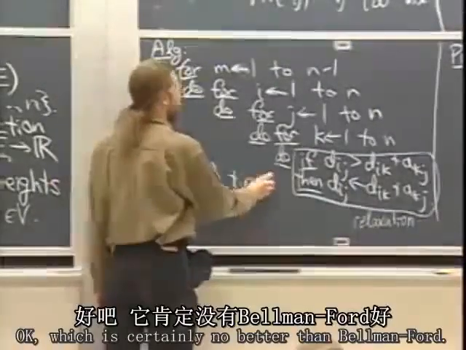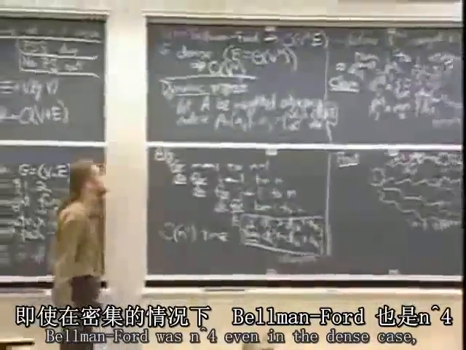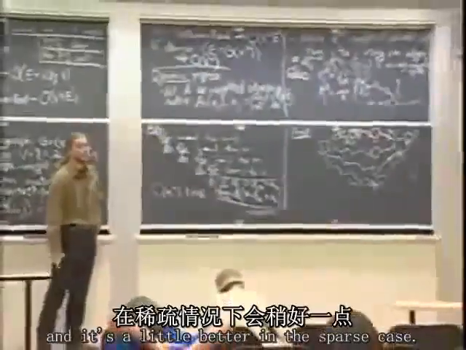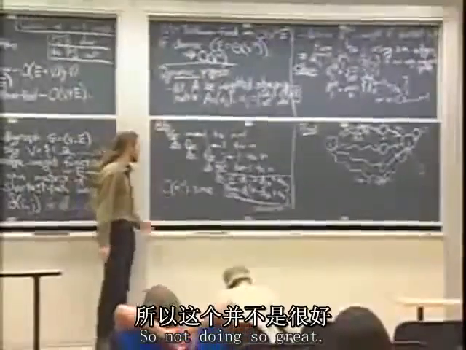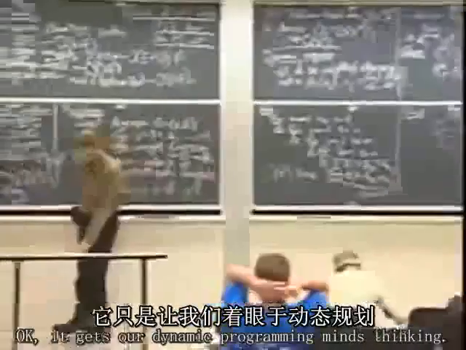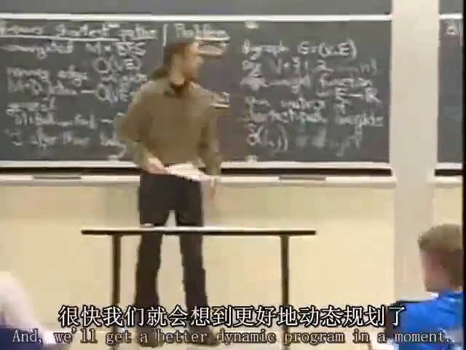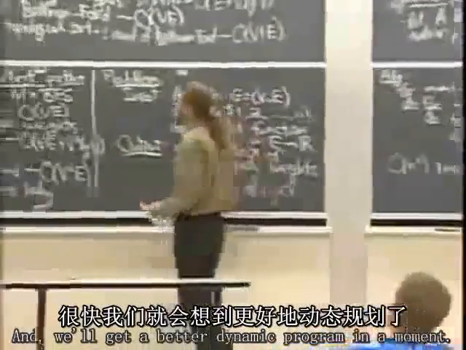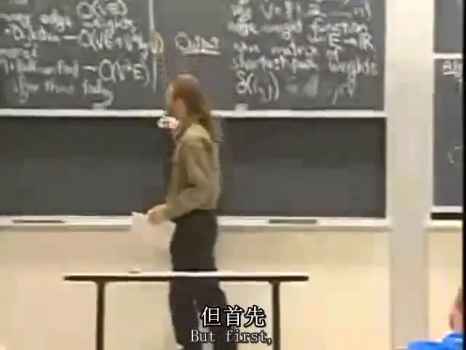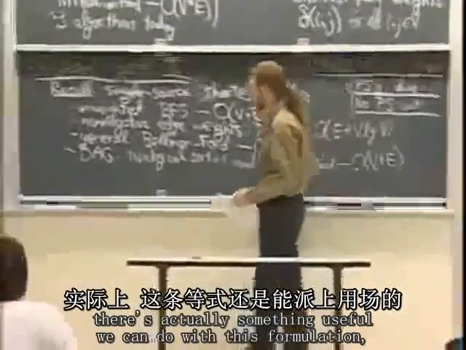Okay, which is certainly no better than Bellman-Ford. Bellman-Ford was n to the fourth even in the dense case, and it's a little better in the sparse case. So not doing so great, but it's a start. Okay, gets our dynamic programming minds thinking, and we'll get a better dynamic program in a moment. But first, there's actually something useful we can do with this formulation.